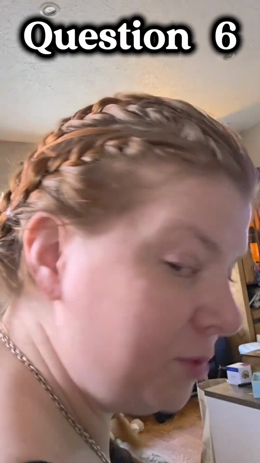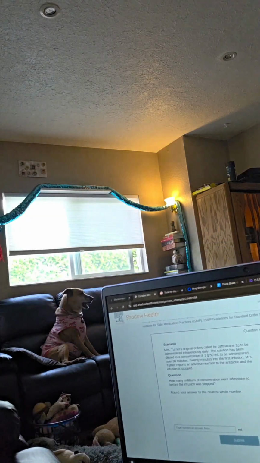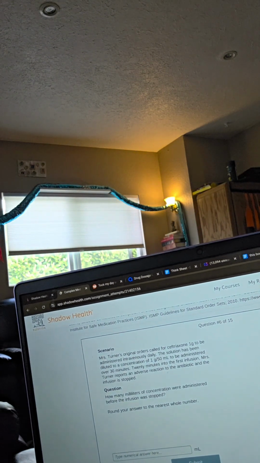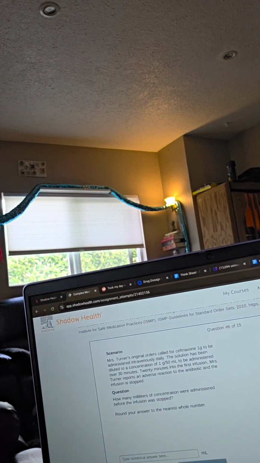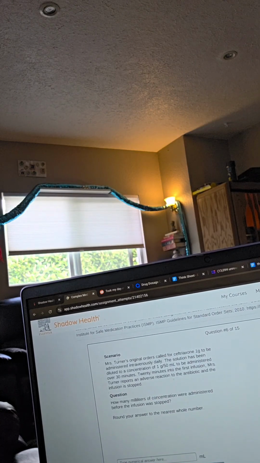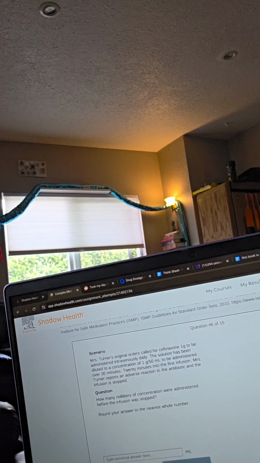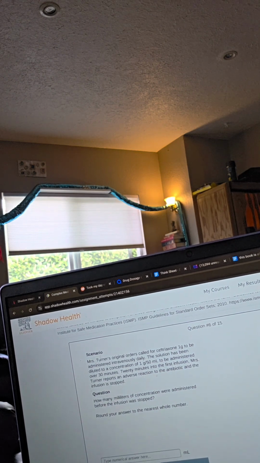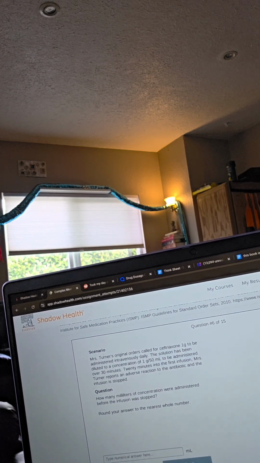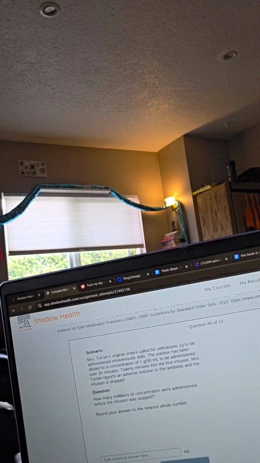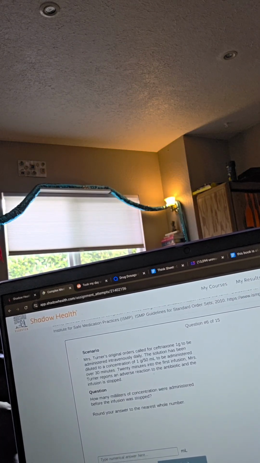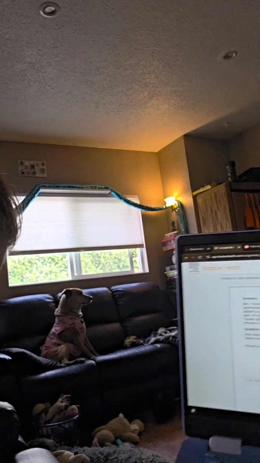Okay, this is question number 6. Now, it confused me at first, but once I figured out the units, it was pretty simple. So Mrs. Turner's original orders call for ceftriaxone, 1 gram, to be administered intravenously daily. The solution has been diluted to a concentration of 1 gram over 50 milliliters to be administered over 30 minutes. 20 minutes into the first infusion, Mrs. Turner reports an adverse reaction to the antibiotic, and the infusion is stopped.